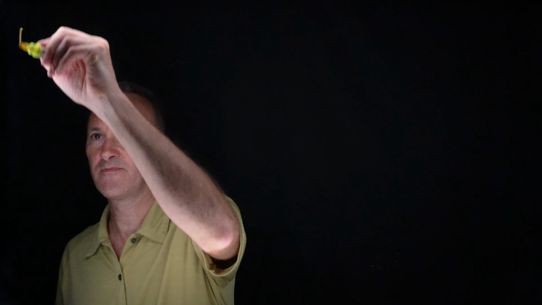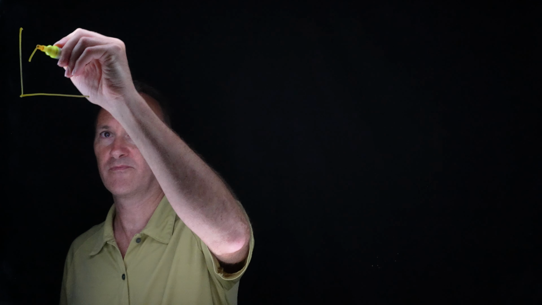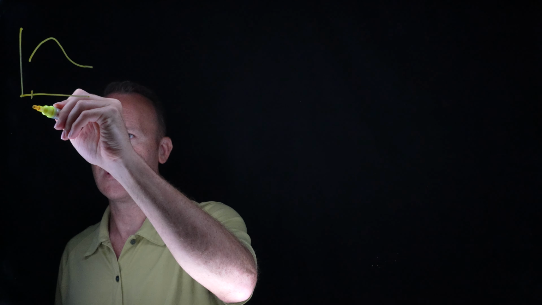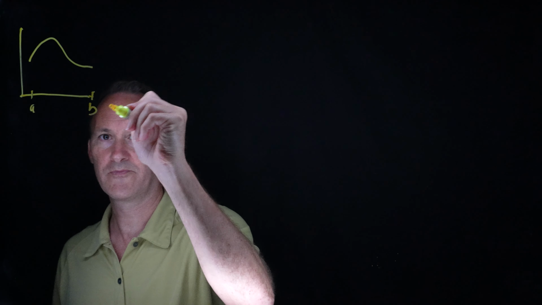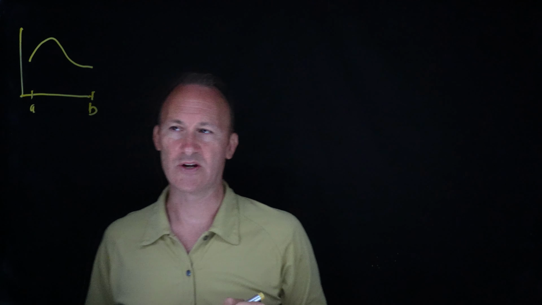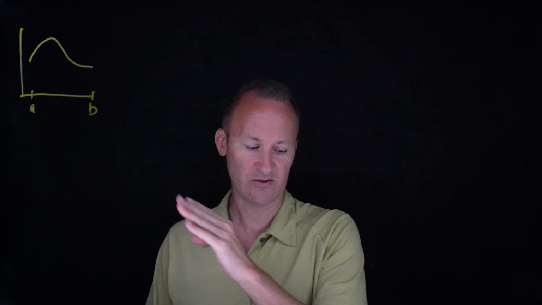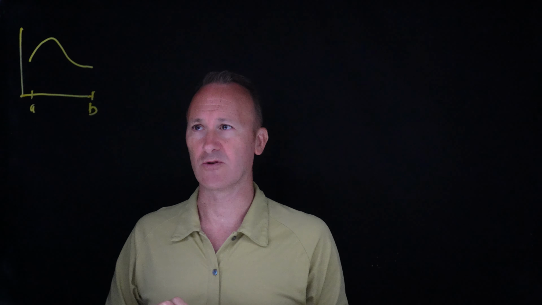Take a look at a general function and consider its integral. Okay, so we were looking at from a to b, and we know that the integral is the area under the curve. So here's an interesting question. Is there a rectangle that we can construct that has the same area as the integral?